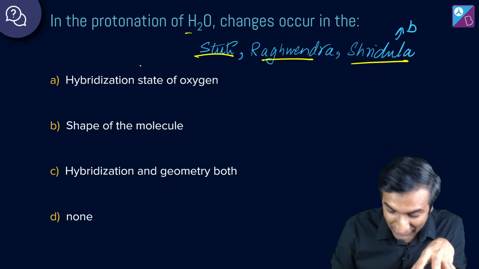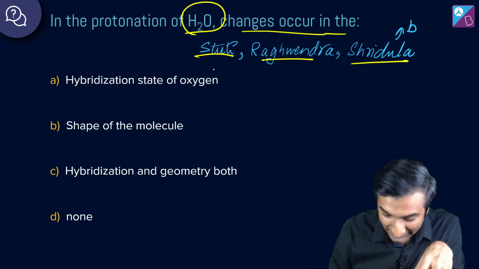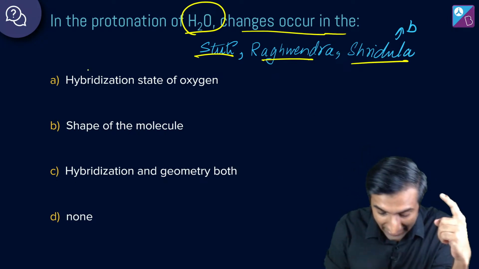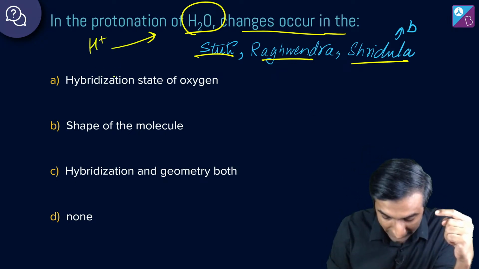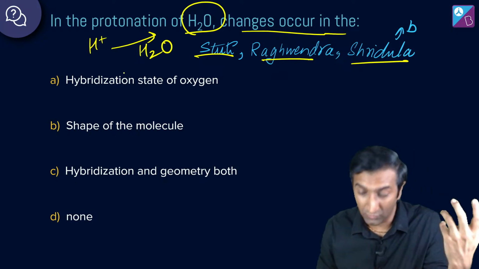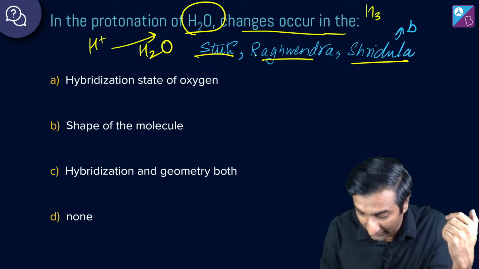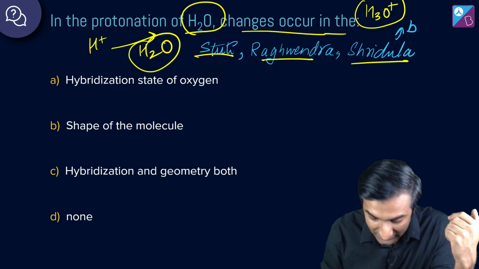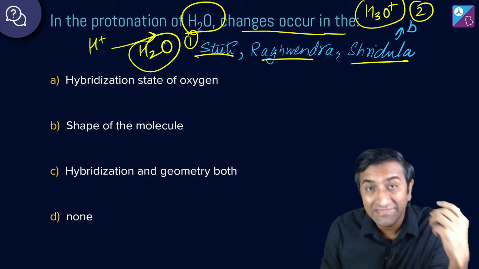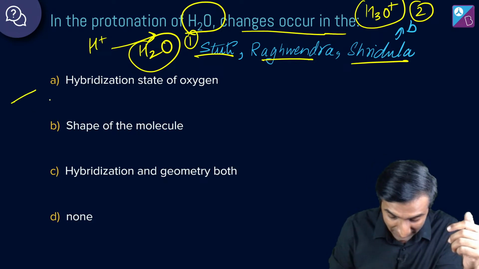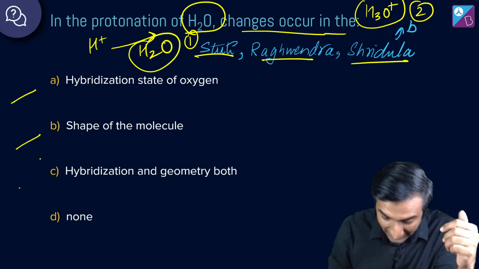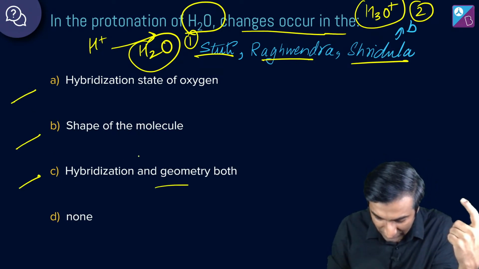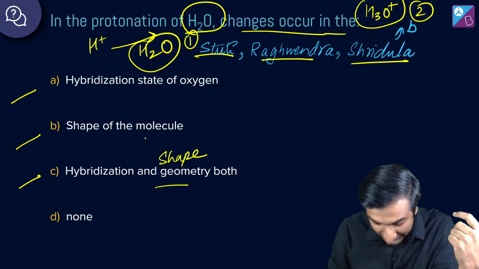In the protonation of H2O, changes occur in the. So you're trying to add H+ to water molecules. And what you get is H3O+. So in this species, comparing H2O and H3O+, let's say 1 and 2, what changes? That's what's being asked for. Hybridization, shape of the molecule, hybridization and geometry, yani ki shape, both, or nothing.